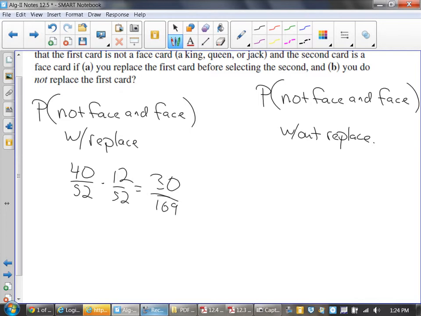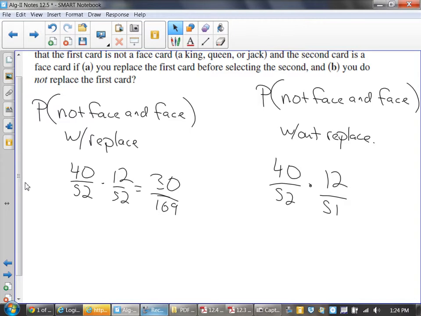And then the difference between that when it goes without replacement, not a face card, and then face card would be just the 12 out of the 51. So it's a little bit different. Okay? It doesn't really start to be making a huge, huge difference until you start getting into, I don't know, lottery and things like that. So, questions at all?